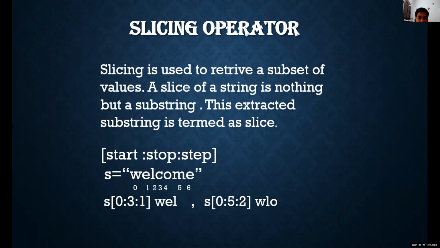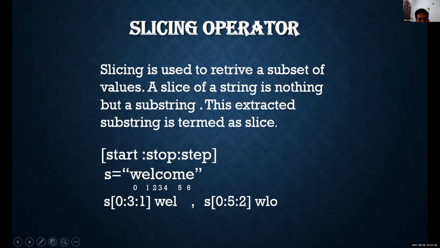Slicing operator. Slicing is used to retrieve a subset of values. A slice of a string is nothing but a substring. This extracted substring is termed a slice. So in slicing, there are three main parameters: start, stop, and step.